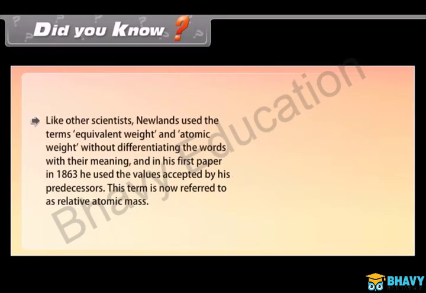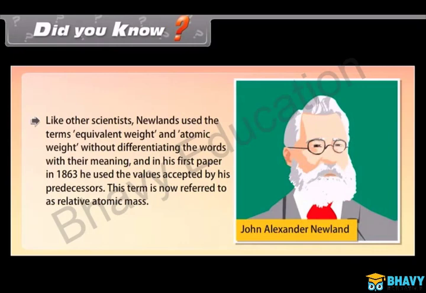Did you know? Like other scientists, Newlands used the terms equivalent weight and atomic weight without differentiating the words with their meaning, and in his first paper in 1863, he used the values accepted by his predecessors. This term is now referred to as relative atomic mass.